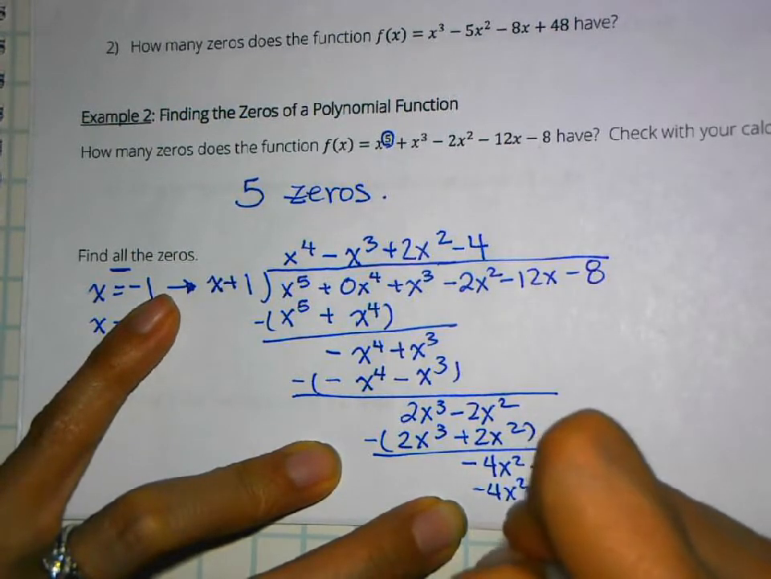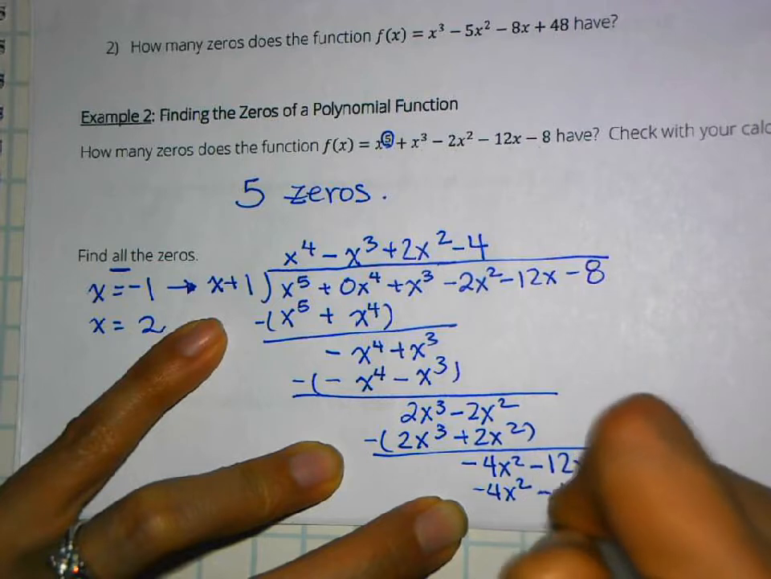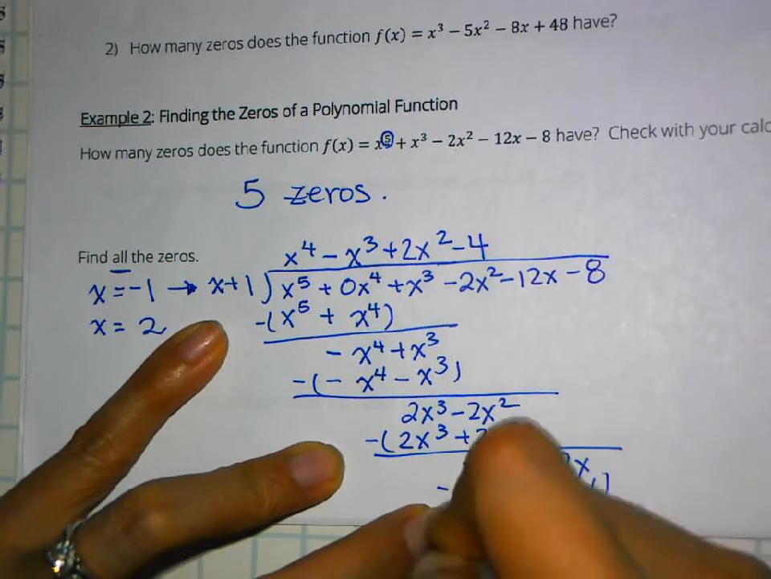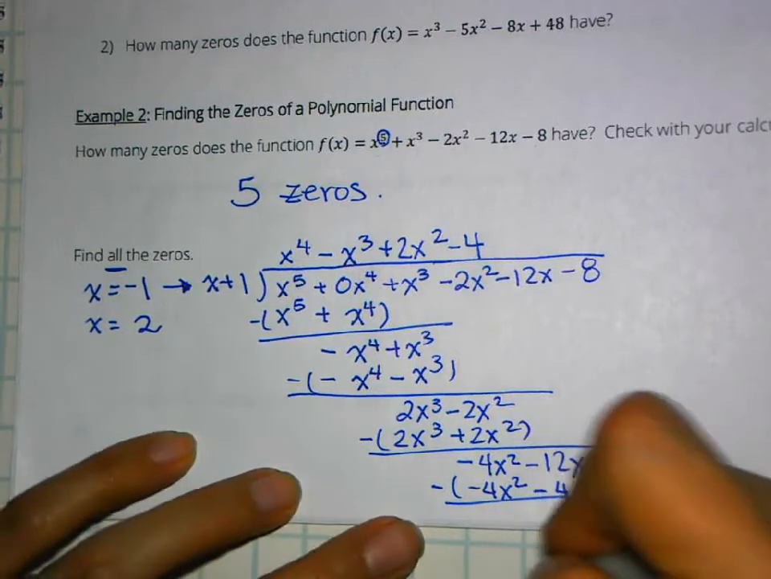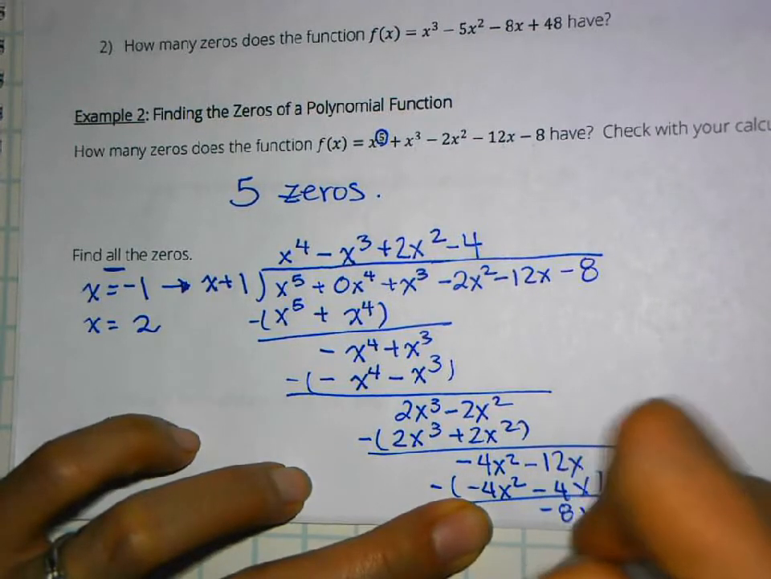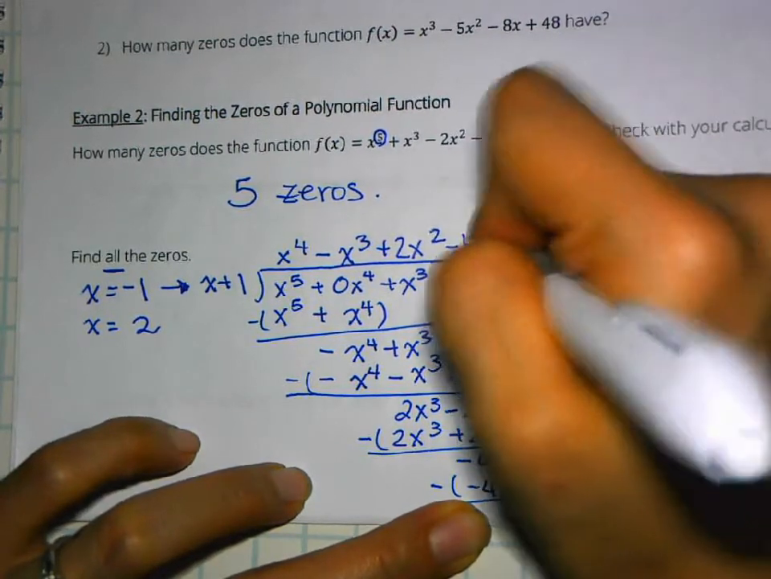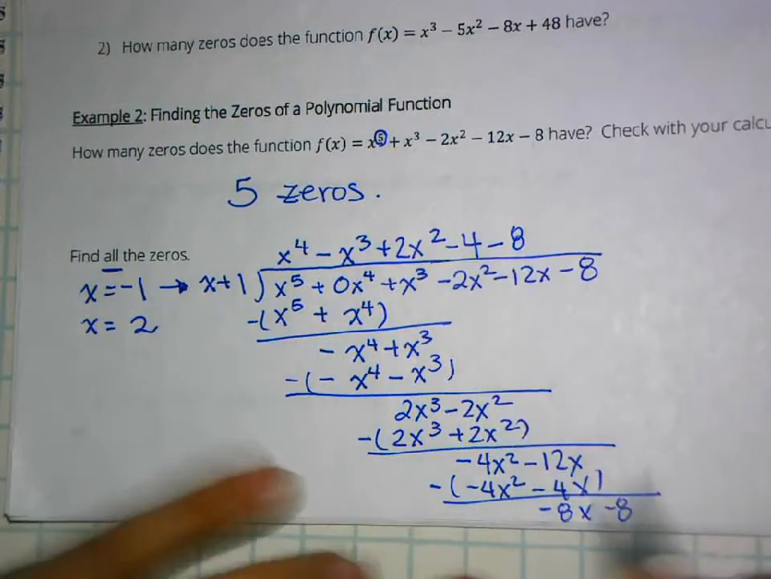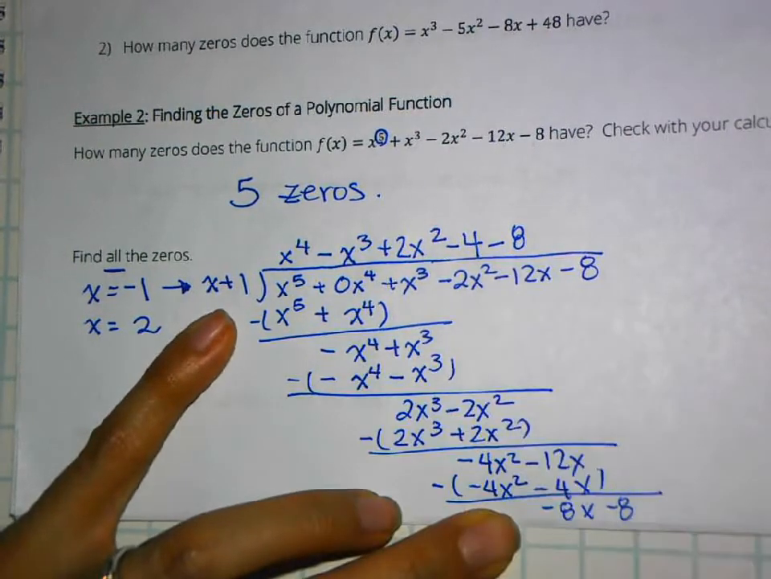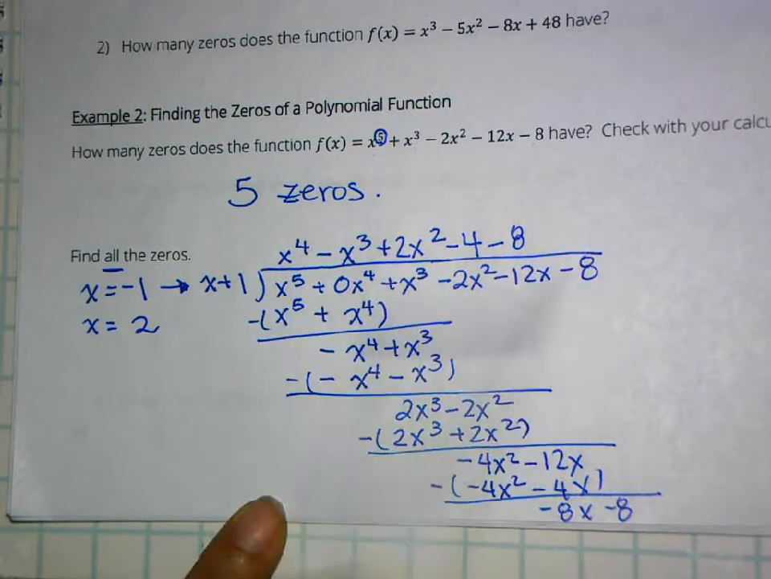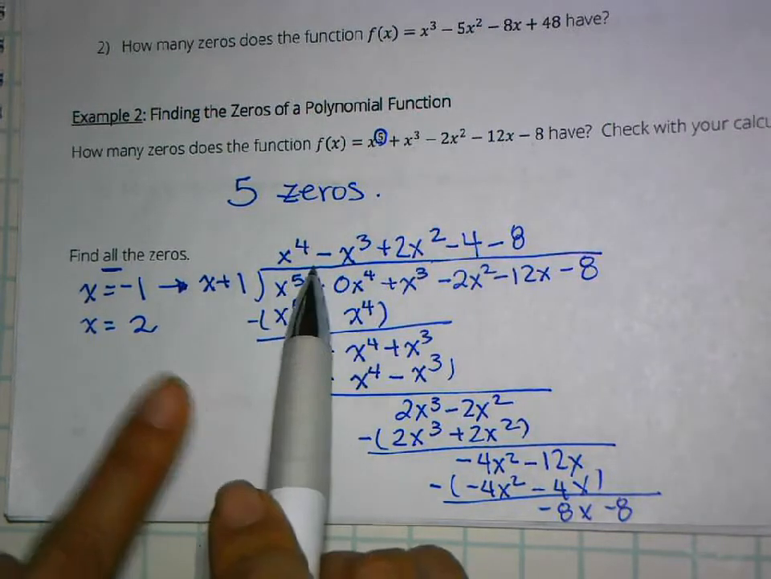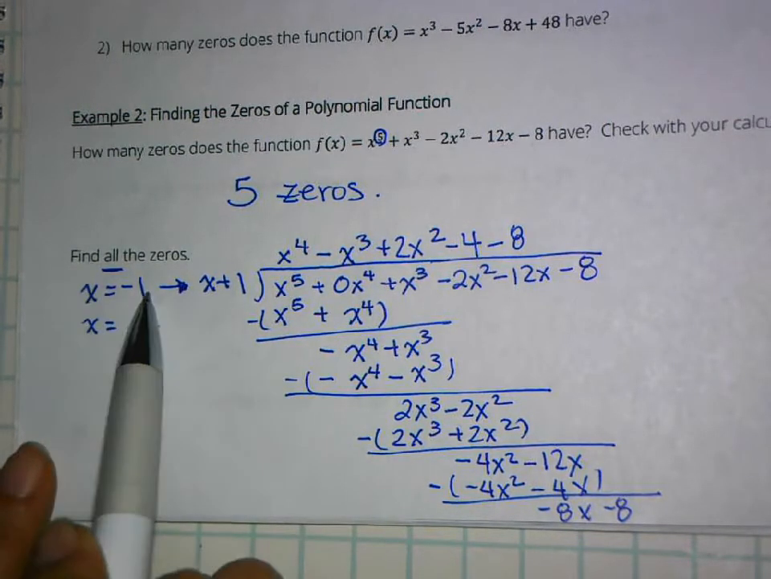Negative 4x squared minus 4x. Subtract. That's going to give me negative 8x minus 8. Put a negative 8. That's going to give me negative 8x, negative 8. So there, I have just factored it out to this. Now notice that this is from dividing from the first factor.